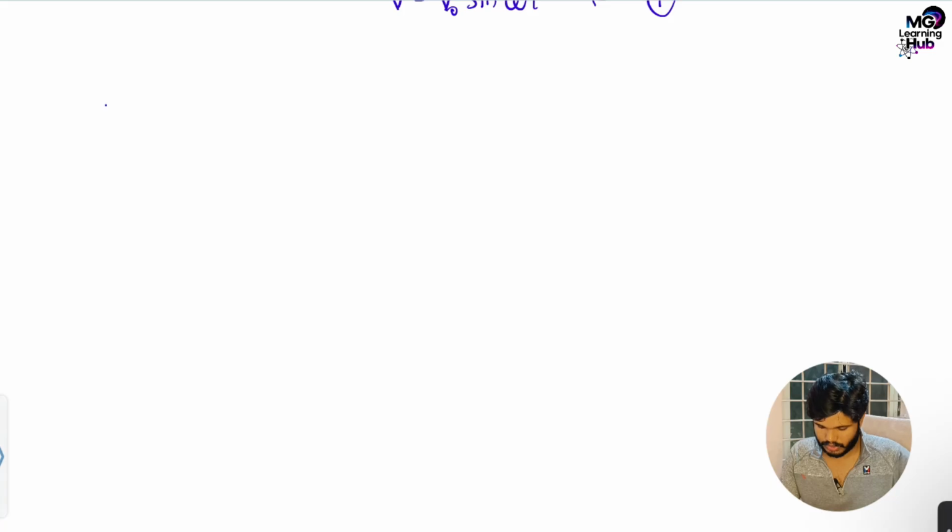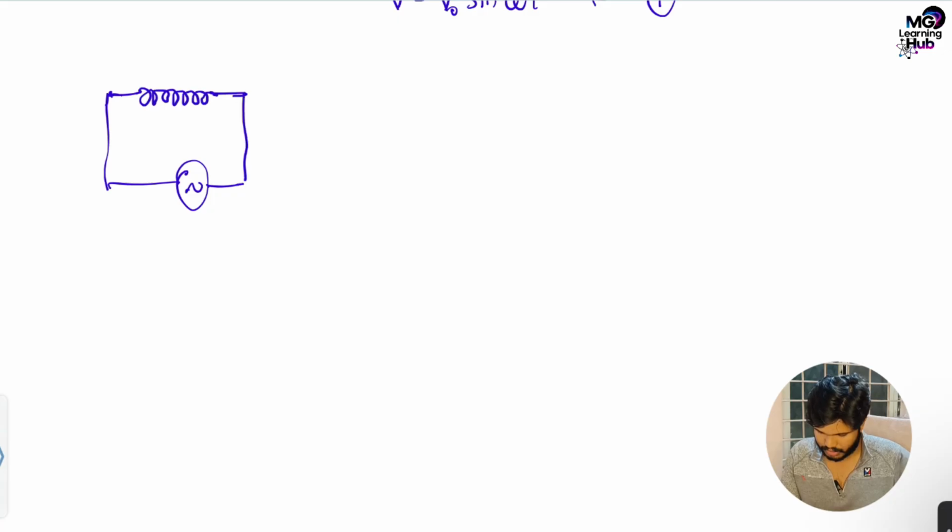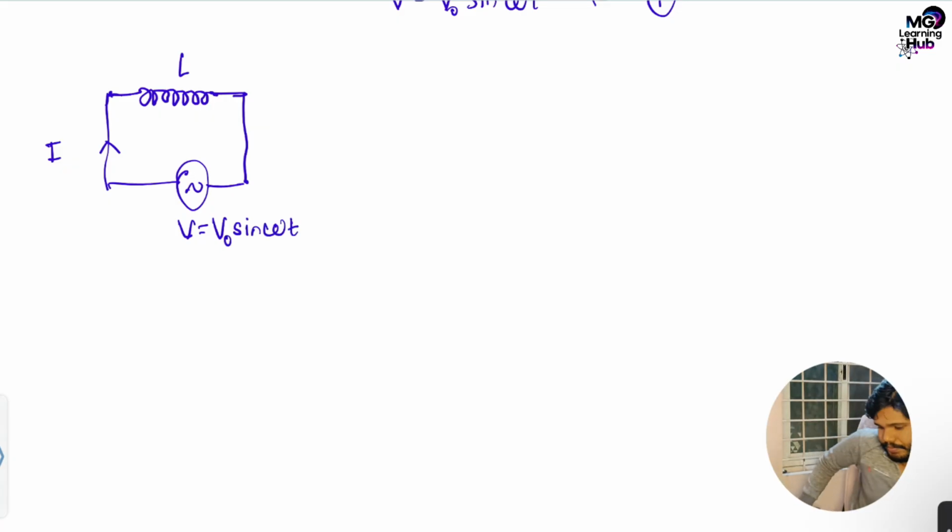Next, you will draw the diagram. This is an AC source connected to an inductor, drawn like a spring, and this is the current. This is the inductor, and this is the potential V naught sin omega t. Okay, done.